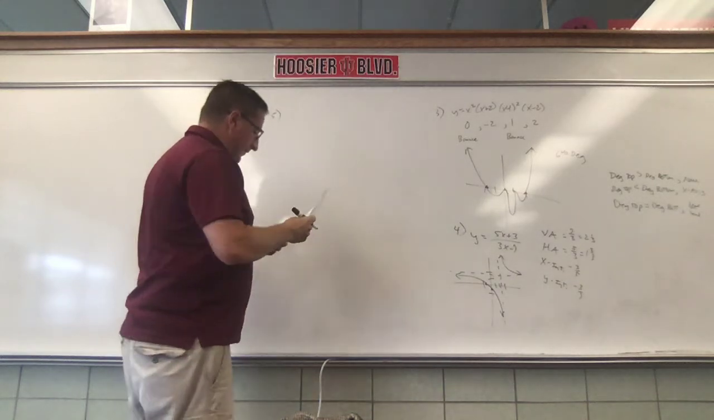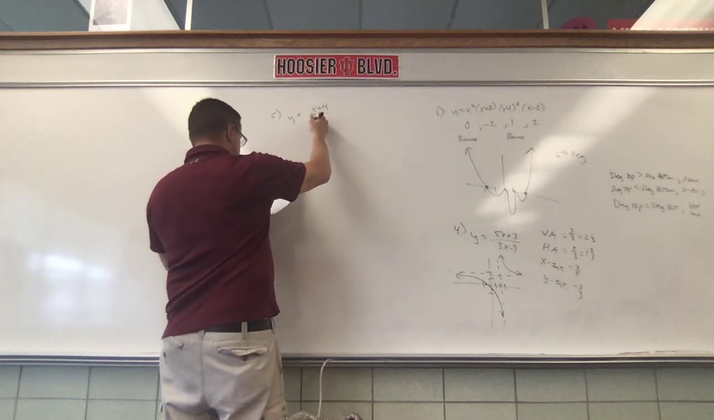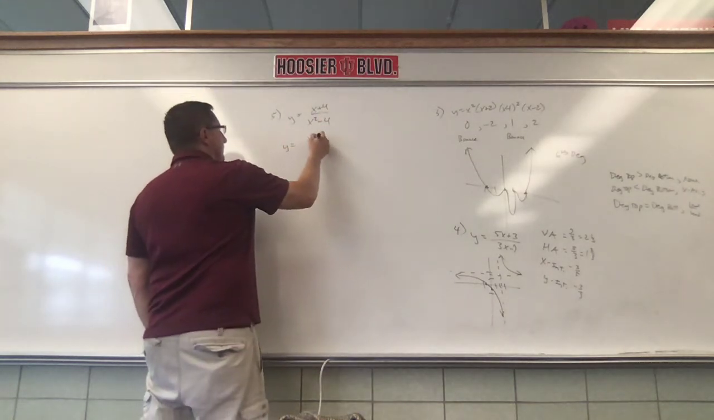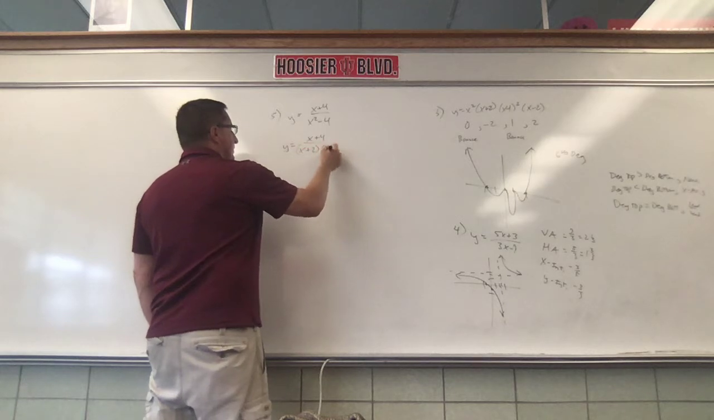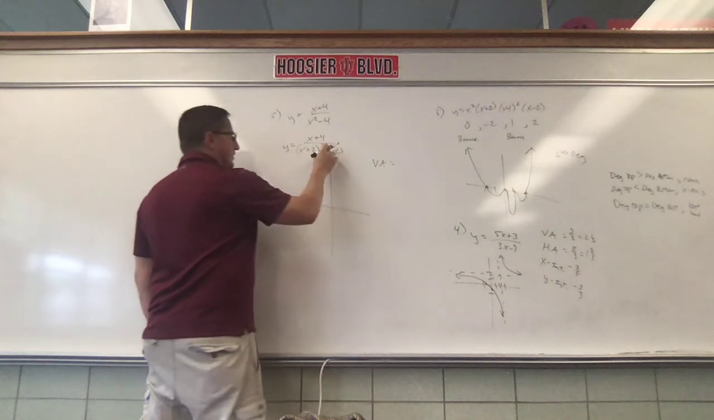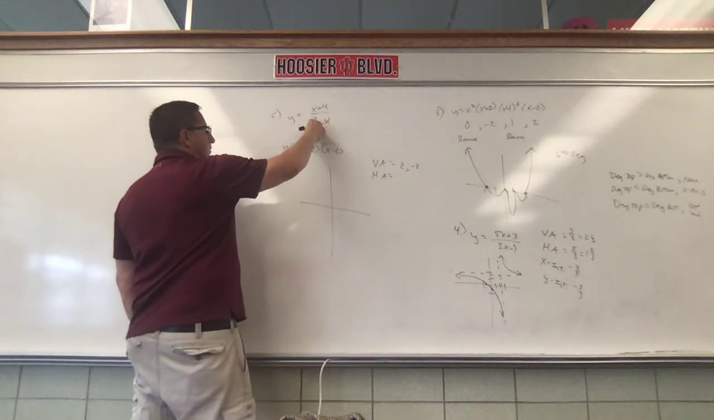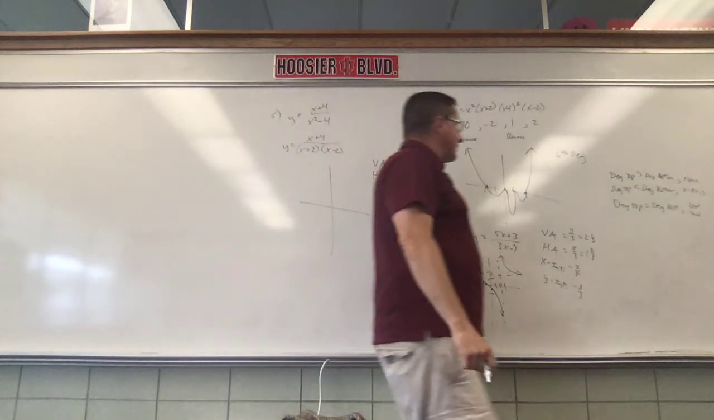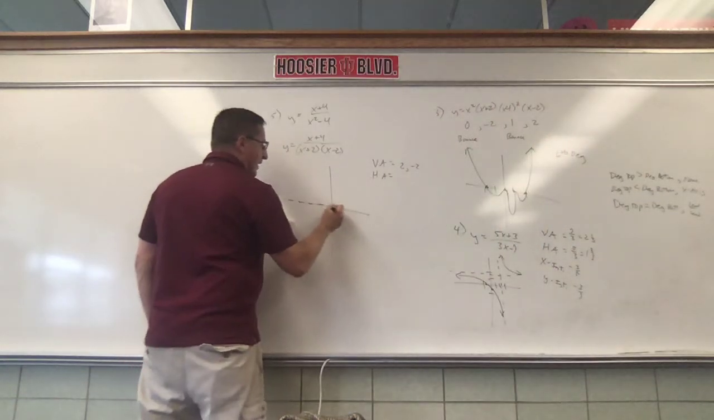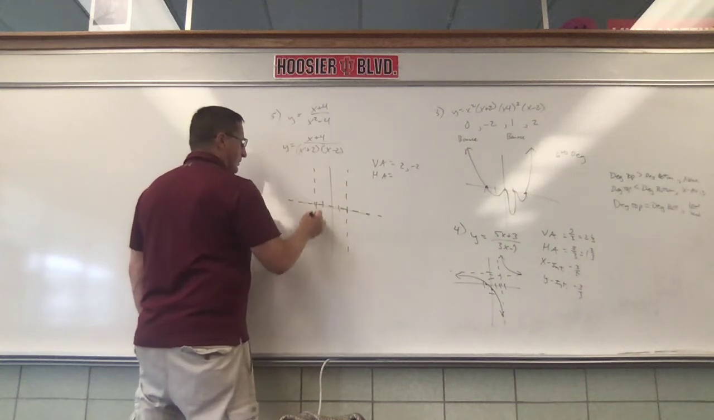Number 5, so we have f of x or y equals x plus 4 over x squared minus 4. I'm going to factor that right away. Y equals x plus 4 over x plus 2, x minus 2, difference of squares. Vertical asymptotes: what makes the bottom 0? 2 and -2. Horizontal asymptotes: degree of the top's 1, degree of the bottom is 2, so the degree of the top is smaller than the degree of the bottom, so it's the x-axis. The x-axis is my horizontal asymptote, and then we have a 2 and a -2.